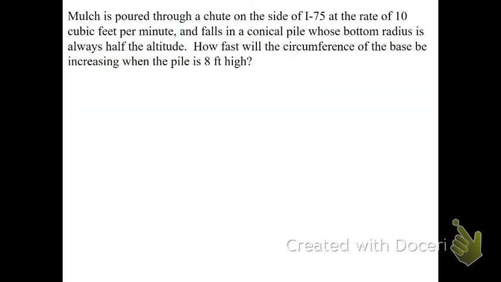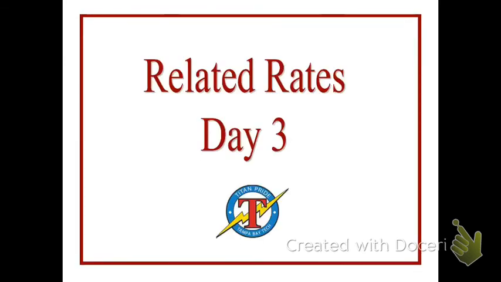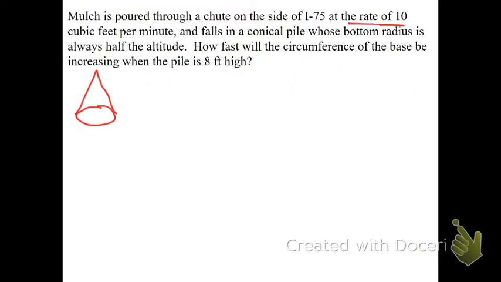cubic feet per minute. Okay, so that's a rate. What rate is that? Well, what they're trying to tell you is that dV dt is 10. And remember, the clue is cubic feet per minute. That's telling you how fast volume is changing. Cubic feet means volume. All right, what else do we have?